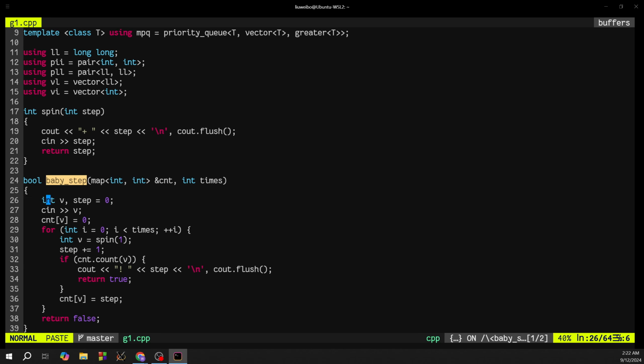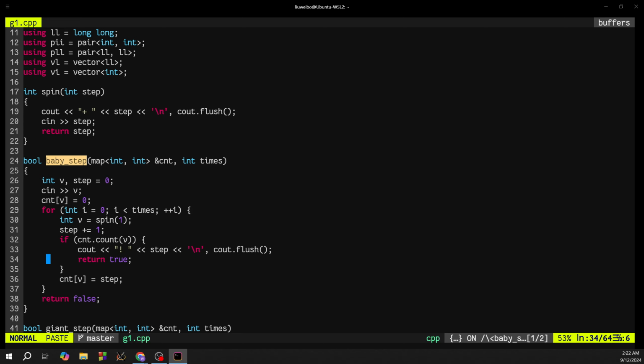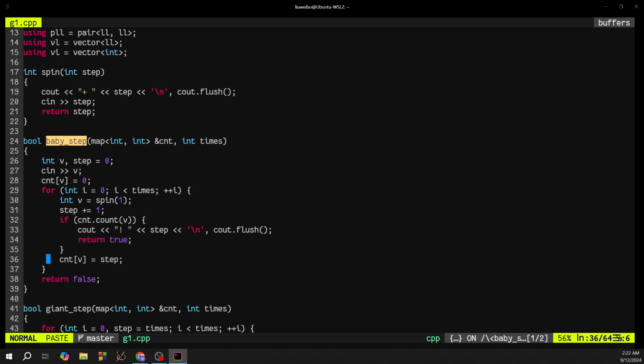For the baby step, notice that at the very beginning we do not need to spin at all. The judging machine gives us the current number of the sector we are at. So we read it and continuously spin the wheel one by one and see if we encounter a loop. If so, we just return true, which means that we're done already. Otherwise, we record the step at which we encounter this value.